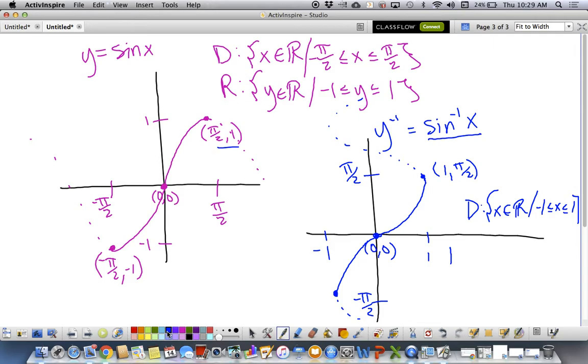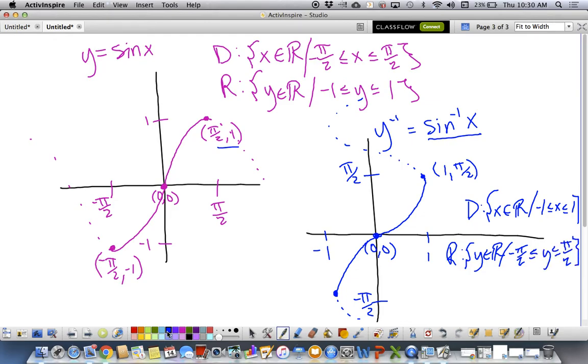What is the range of the inverse function? Can I give you a huge major hint? These are the exact questions on your next quiz. Really? It can't change. So, do I need these in my notes? 100%. Okay, so what is the range? What are we getting out? Y is a set of all real numbers such that negative pi over 2 is less than or equal to y, less than or equal to pi over 2.